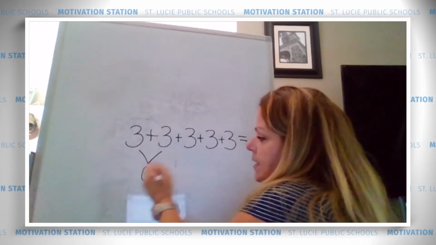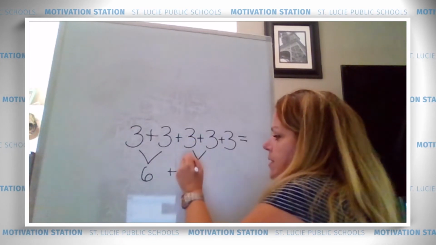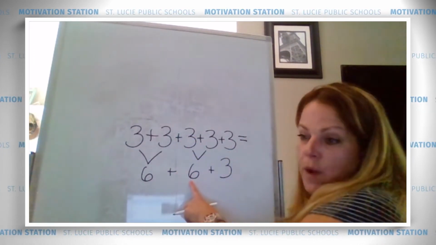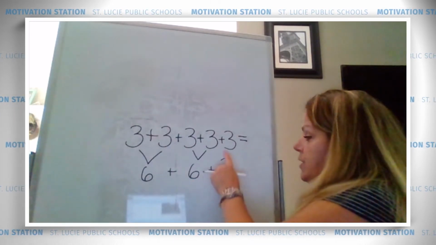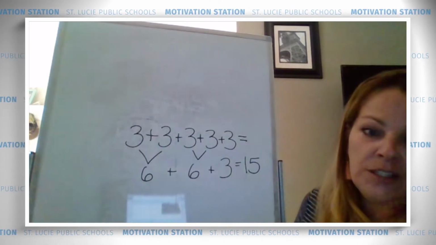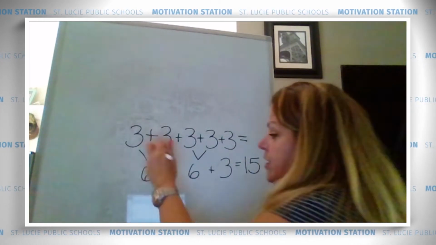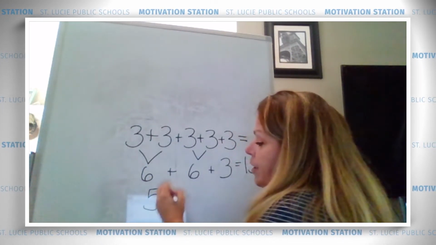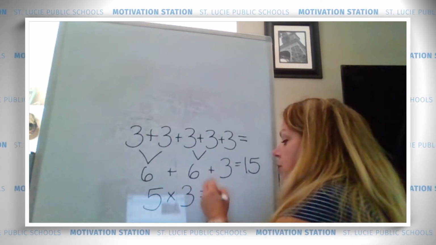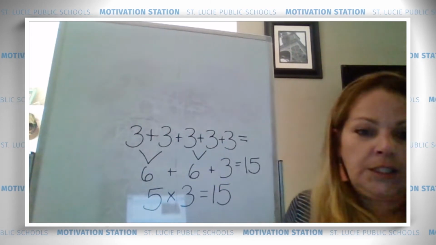3 plus 3 is 6. 6 plus 6 is 12. 13, 14, 15. And then I can also write that as a multiplication equation. There are 5 jars or equal groups of 3 pickles each, which equals a total of 15 pickles.